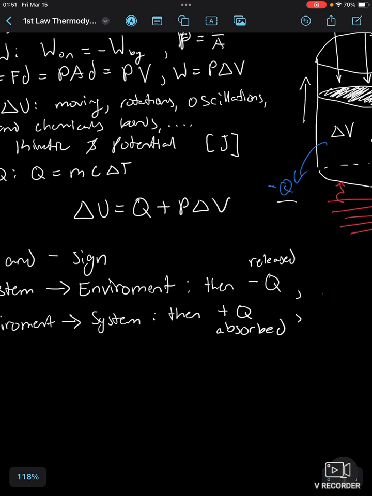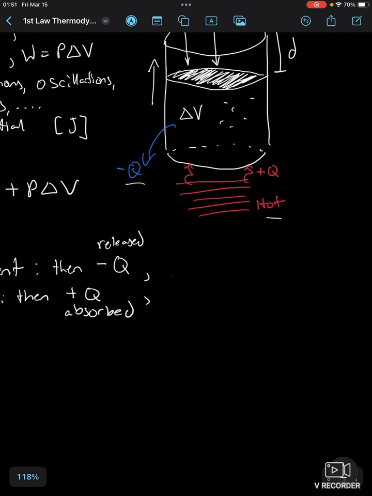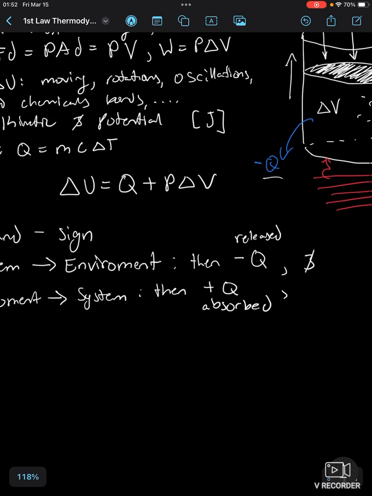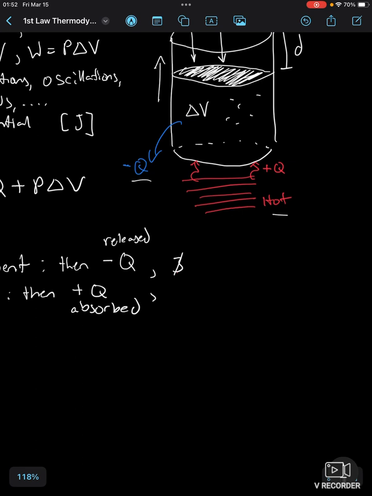If, for example, we go from the system to the environment, well, that means that the system is expanding, potentially. If it's expanding, it's losing energy. So we're looking at negative work because this is being done by the system right here. So the work is being done by the system. Volume is potentially increasing, it is losing energy, it is expanding right here.